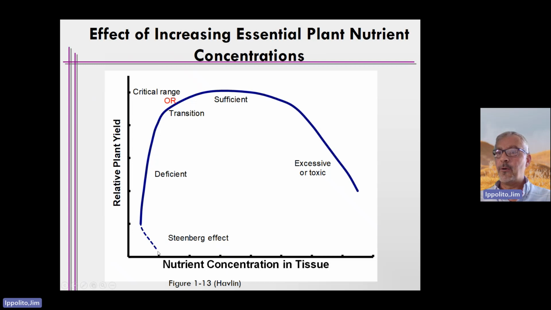And then there's this other region in plant concentration or plant growth called the Steenberg effect. And this is simply when the nutrient concentrations are just so low that the concentration of nutrients concentrates within the plant. You hardly ever see this effect, but we're still going to talk about it.